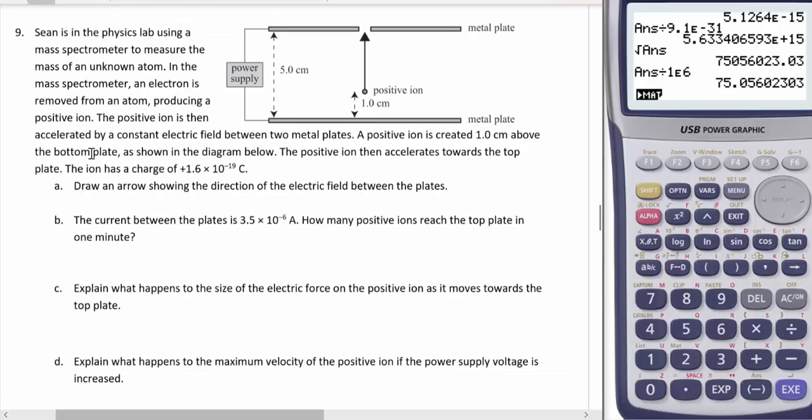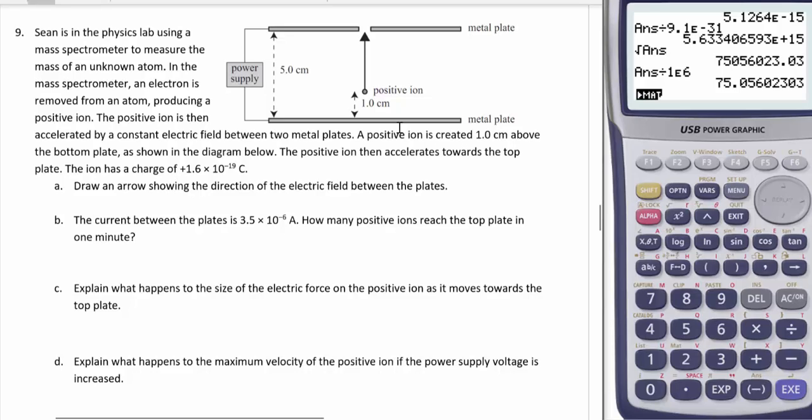Question number 9. Sean is in the physics lab using a mass spectrometer, otherwise known as a Millikan oil drop. An electron is removed from an atom producing a positive ion. The positive ion is accelerated by a constant electric force between the two metal plates.